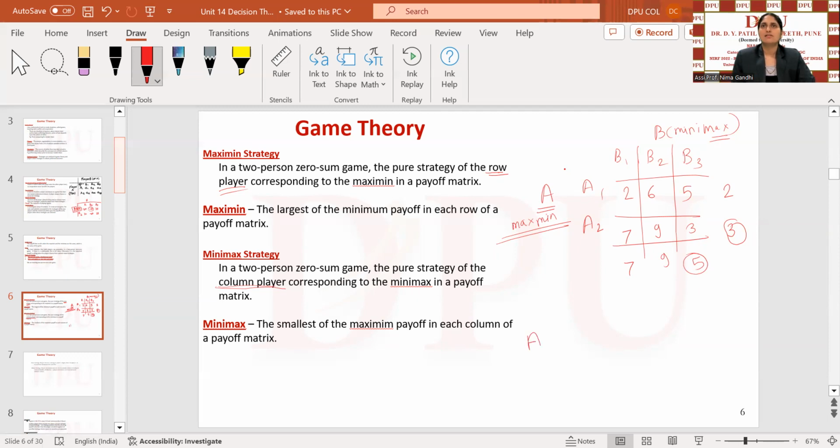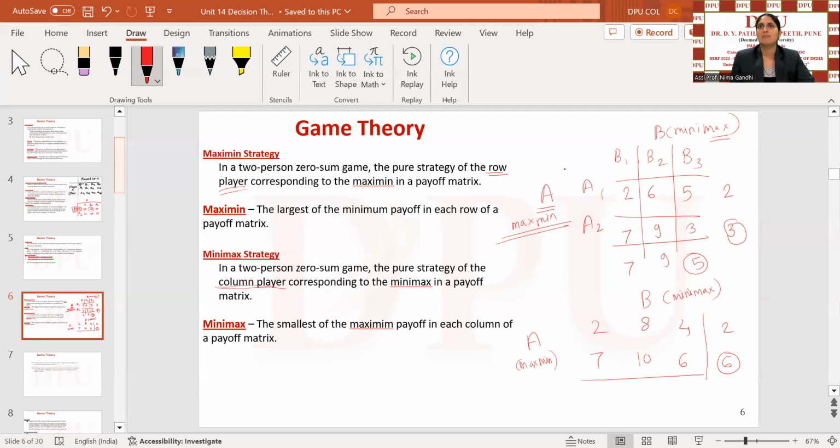So if your game is like this, you have A, you have B, and your values are given. Now try to find out maximin and minimax. So this is maximin, you're finding for A, and minimax, you're finding for the player B. So the minimum of this is 2, the minimum of this is 6. So this is your maximin, right?